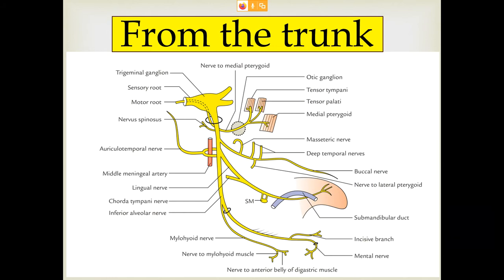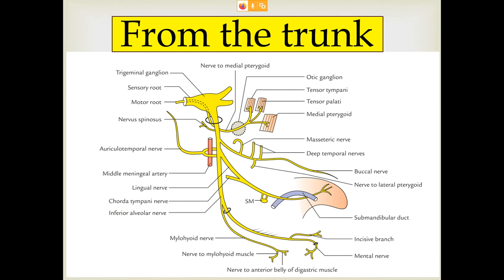From the middle cranial fossa, both the roots emerge through the foramen ovale and immediately below the foramen unite to form the trunk of the mandibular nerve. Then it enters the infratemporal fossa. The trunk intervenes between the tensor veli palatini medially and the lateral pterygoid muscle laterally.